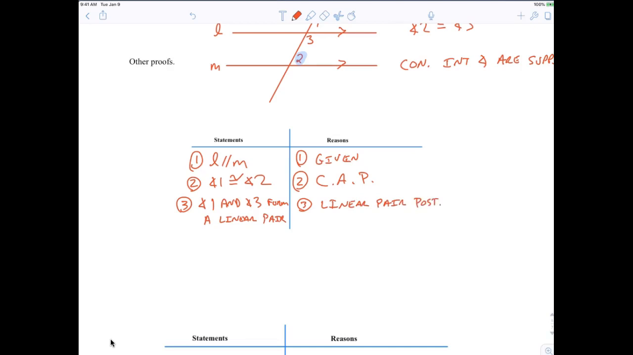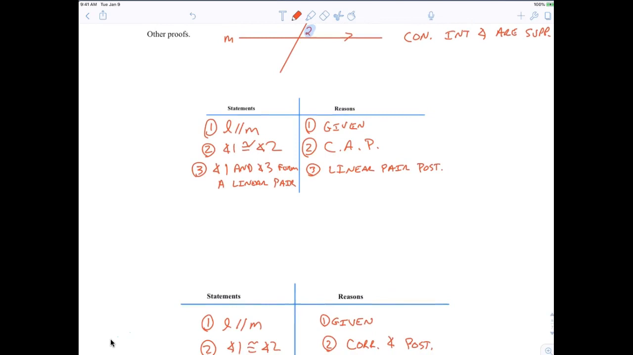The linear pair postulate. Angles 1 and 3 form a linear pair, right? Now, if it forms a linear pair, what's true about them? Supplementary. Yes, very good. They're supplementary. All right, so we can say that number 4, angle 1 and angle 3 are supplementary.